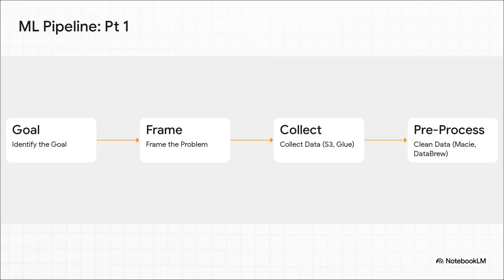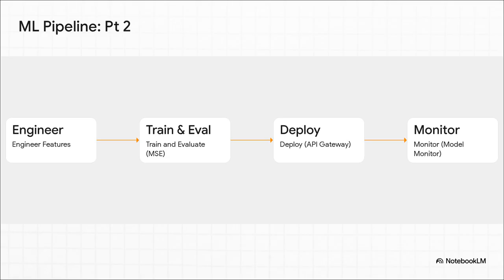Then we hit step 4, pre-processing. This is just where you clean your data up. Pro tip for the exam here, if they ask how to anonymize sensitive PII data during this step, Amazon Macie is your go-to tool. Oh, and Glue DataBrew is what you want for visual data preparation. Moving right into the back half of that pipeline, Step 5 is engineering features to help the model learn better. Step 6, train and evaluate. When you're evaluating, you're looking at error metrics.